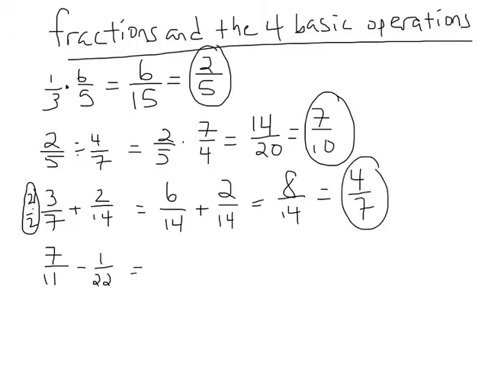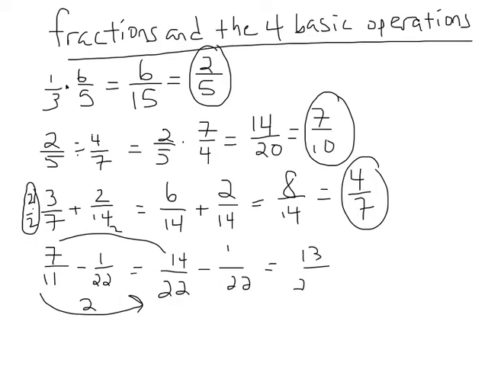Same thing is true down here. The common denominator is 22. If we multiply 11 by 2 to get 22, we have to multiply 7 by 2 to get 14. So it is 14/22 minus 1/22, and that gives us 13/22, and 13 and 22 do not share any common factors, so that is our final answer.